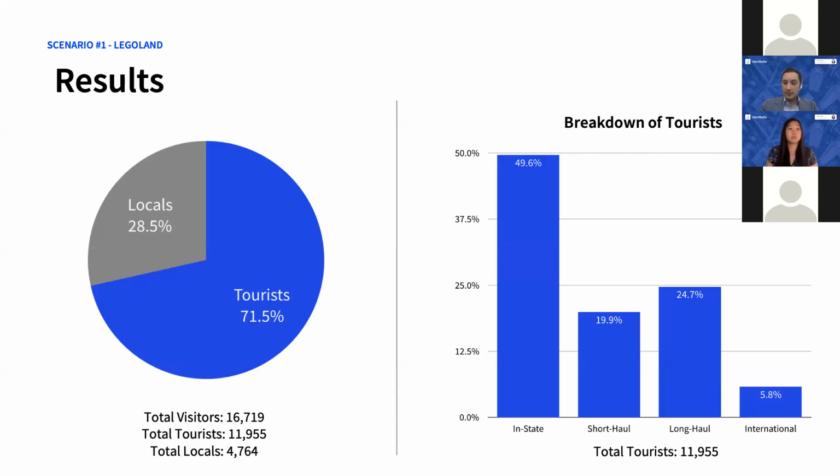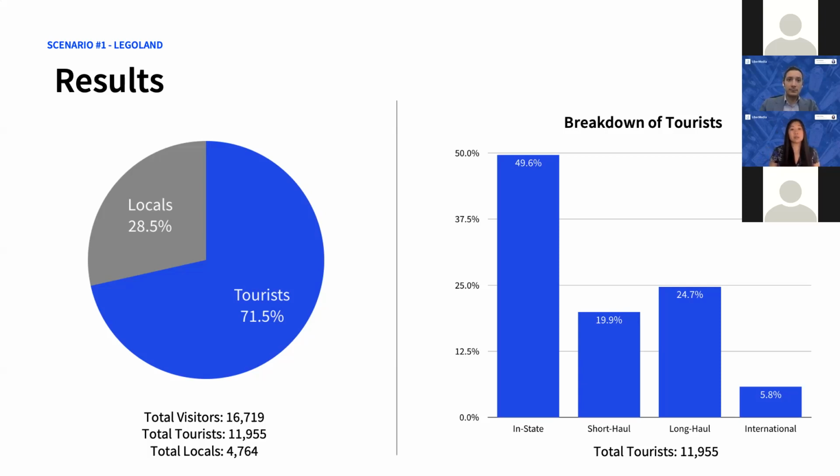We saw that almost 72% of the visitors to Legoland fell in the tourist piece of the pie, and about 30% fell within the local piece of the pie. We also broke down the tourists themselves and what that looked like. We saw about 50% were in state, so they all live in California.